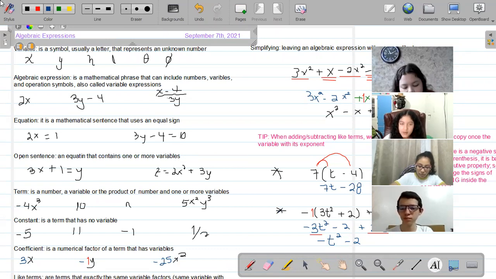Because after that, we're going to get into equations. But first, we're going to work on algebraic expressions. Any question about this? Okay, then, this is the topic for today.